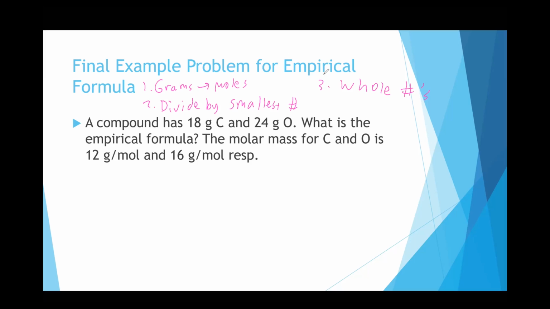Okay, I'll get started now. So we start with the grams. We have 18 grams of carbon and 24 grams of oxygen. We use the molar mass. Carbon is 12 grams per mole, and oxygen is 16 grams per 1 mole.